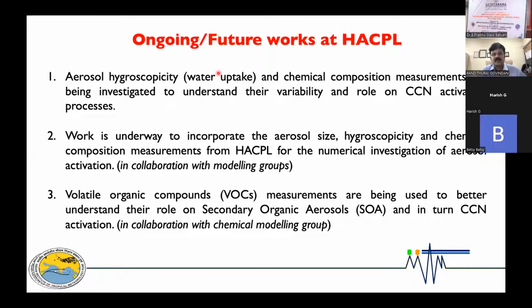We also try to, in collaboration with the modeling group, because we are trying to use some models also as a tool to validate the model simulations of the observations. We're also looking at the volatile organic compounds and how this also will play a role in secondary organic aerosols and the cloud condensation nuclei activation.